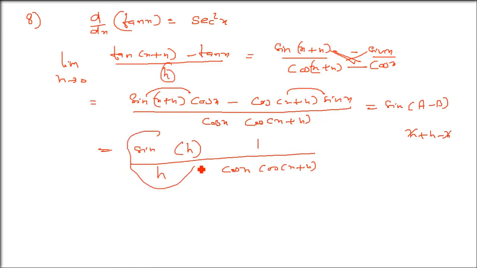So sin h by h is what? This is going to be 1. Sin h by h is 1, and 1 by cos x. We have already applied the limit for sin h by h. Now when you apply the limit here, h will be 0. Cos x and cos x is cos square x. So it will be sec square x. So step by step you have to apply the limit two times.